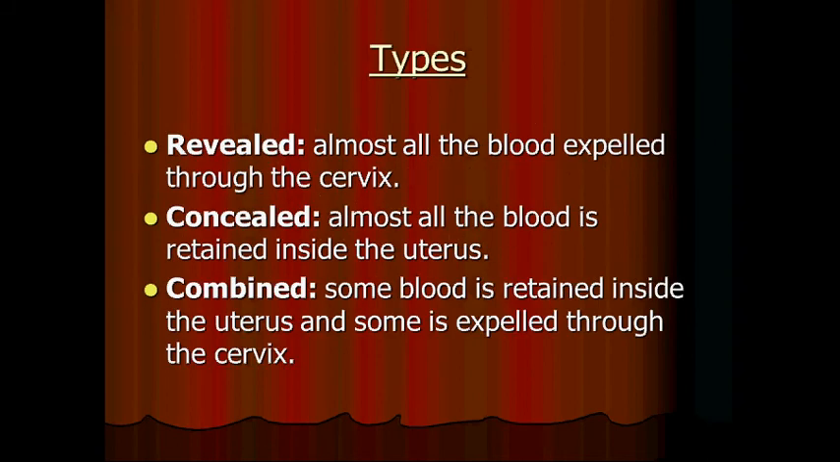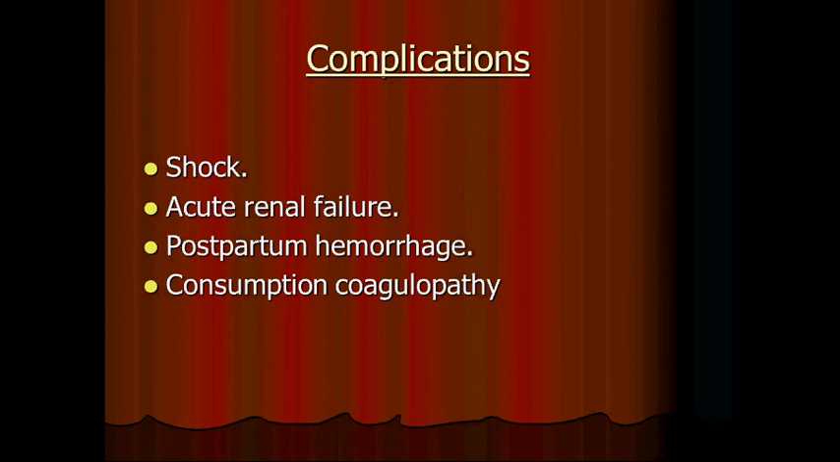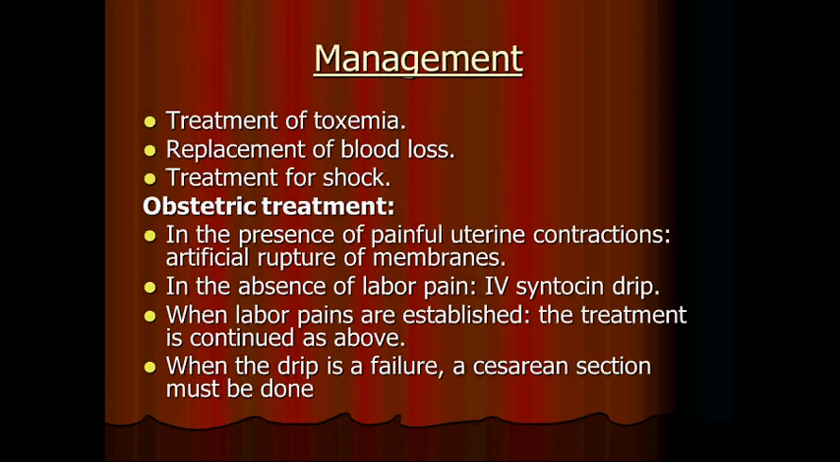Types. Revealed: almost all the blood is expelled through the cervix. Concealed: almost all the blood is retained inside the uterus. Combined: some blood is retained inside the uterus and some is expelled through the cervix. Complications: shock, acute renal failure, postpartum hemorrhage, consumption coagulopathy.